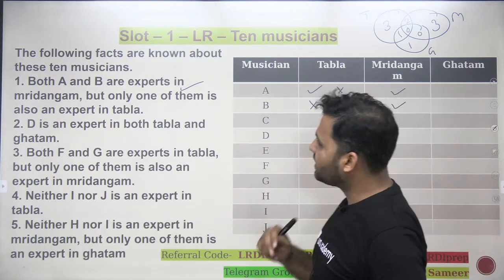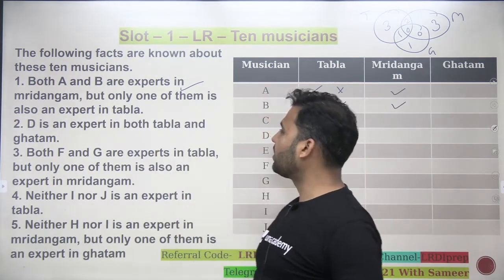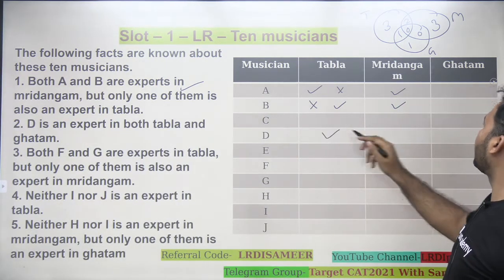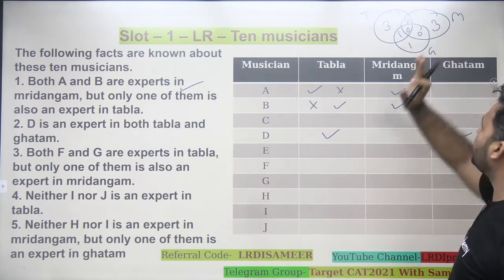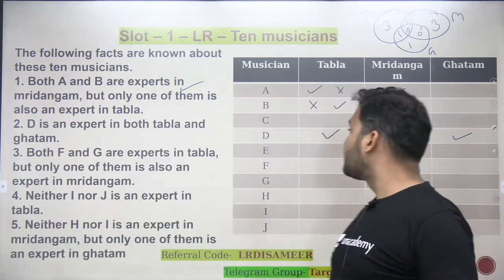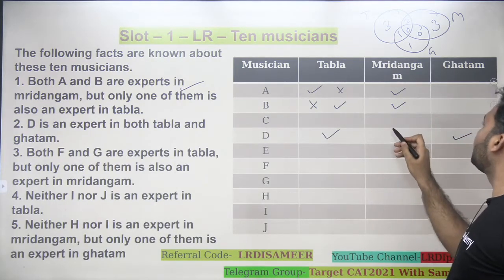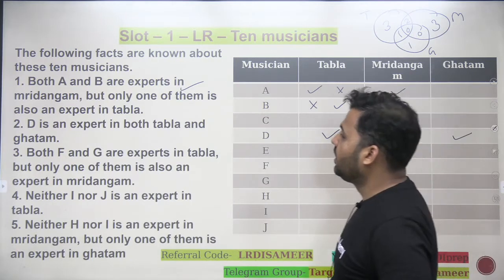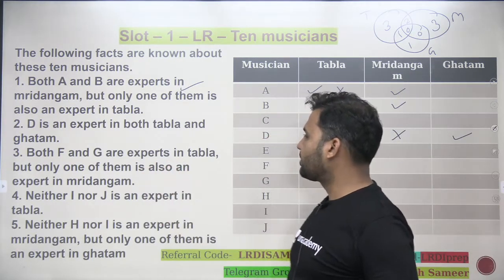Okay, now let's look at the second information. D is an expert in both tabla and ghatam. Because we have seen that there is no person who is an expert in all three instruments, can I say that D must not be playing the second instrument, that is mridangam? Okay. Both F and G are expert in tabla.